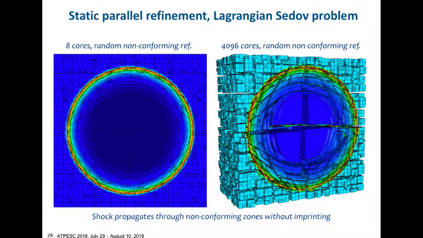This is how this works for a simple blast problem. It's a spherical wave that we want to propagate for a randomly refined mesh. We want to see if you get any reflections, if you get any imprinting from the mesh. Ideally, this solution should be spherically symmetric. And we've done it in 2D and 3D in parallel. This is a modest number here. But as you can see, the results are really good. So this is on 4,000 cores.